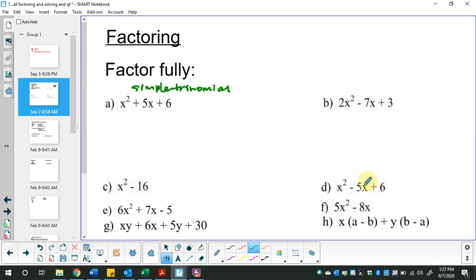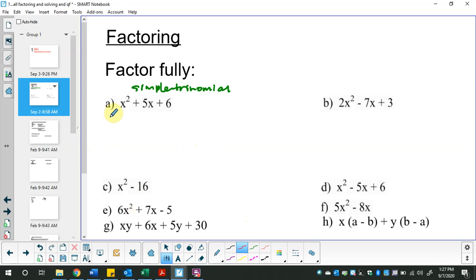this is another simple trinomial. It looks an awful lot like this one, only I did a little sign change. This one, to begin with, because it's got a 2, looks like a complex trinomial. And this, because it starts with a 6, looks like a complex trinomial, but isn't necessarily the case. I will go over that when we get there.